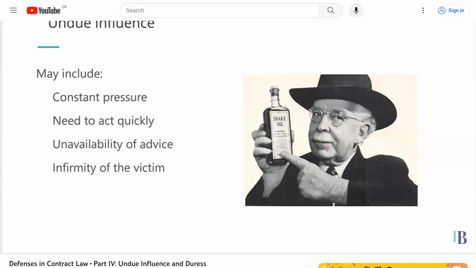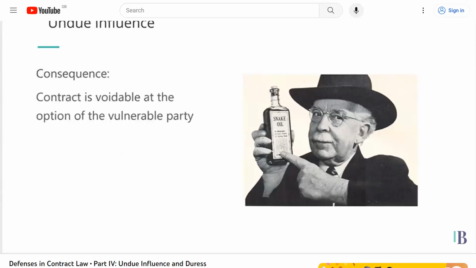For example, if a handicapped person living alone and with few contacts to the outside world and dependent on a carer agreed to sell her house to the carer at a bargain price, a court might set aside that agreement based on undue influence. The consequence of undue influence is that a contract is voidable at the option of the vulnerable party.